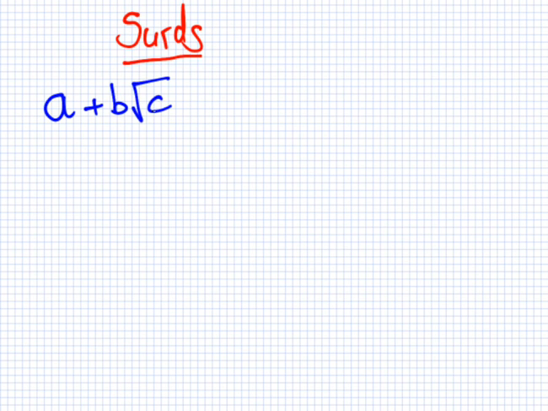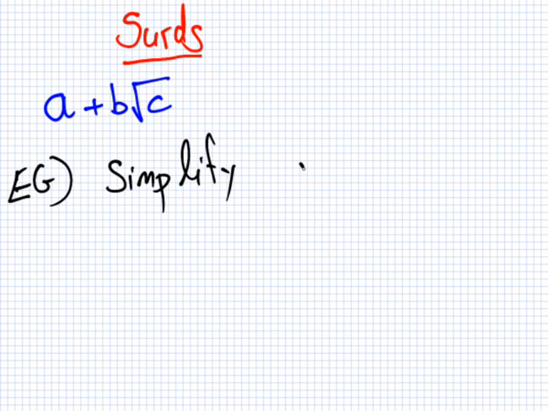Okay. So we're going to have a look at surds. So when I say surd, I mean numbers like this. This is what I mean. Okay, so you should write this word down.